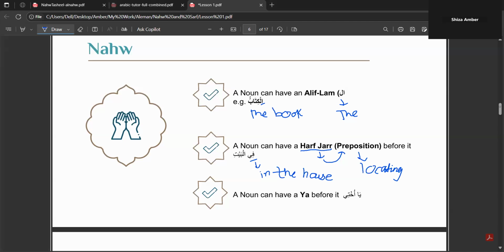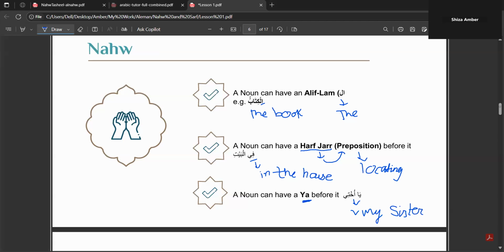Another identification of a noun is that it might have a ya before it, such as ya ukhti. So ya ukhti is my sister. Ya is also an identification, and this will be my sister. Ukhti is my sister. So these are the identifications of a noun.